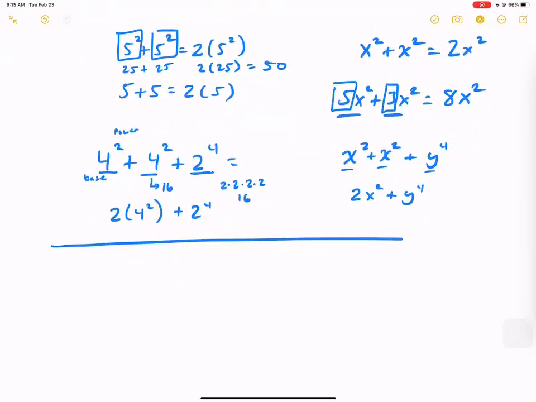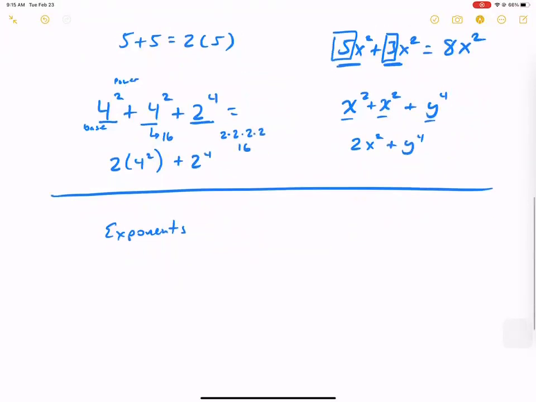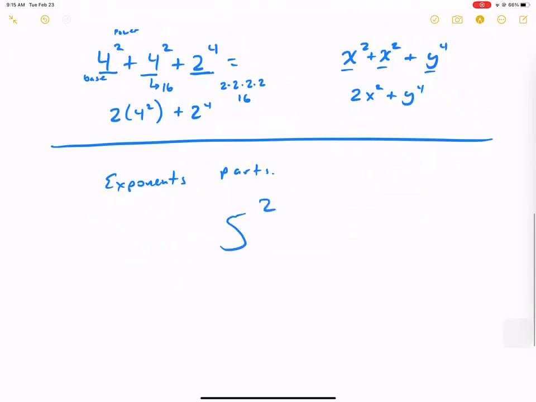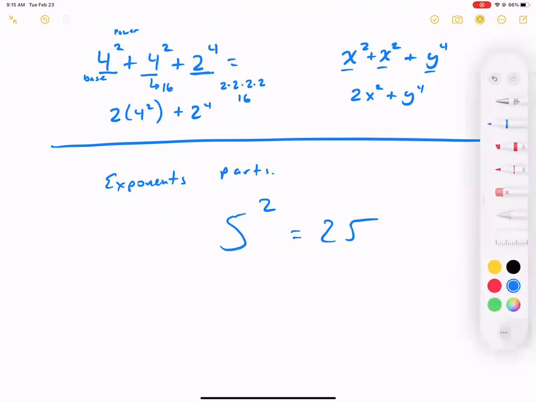Now just a quick review of the parts of an exponent. If I say 5 squared equals 25, okay? The whole thing is called an exponent, but it's actually made up of small parts. This is called the base. The base is what we're repeating. Over here, it's the power. The power is how strong it is. How many times are we going to repeat that?